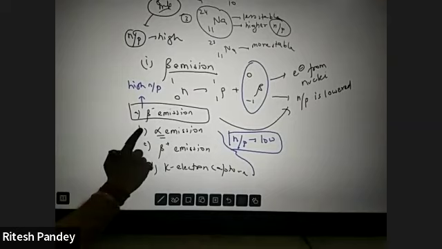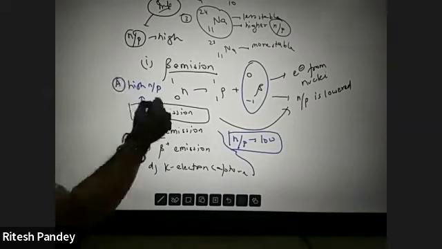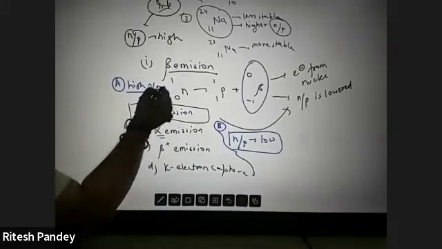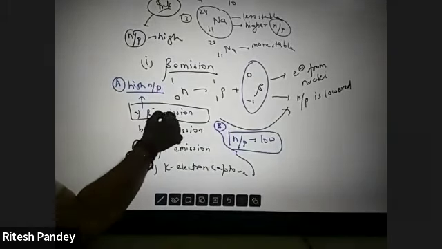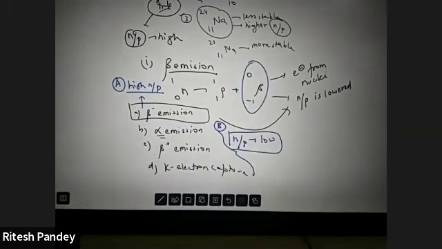Please hear me out. These are the two cases where you'll have a radioactive activity. If it's high N by P, let it get controlled by a beta emission. And if it's a low N by P, either an alpha emission or a positron emission or a K electron capture would be the remedy. We'll want to move to question 4. If you have a doubt, you're welcome. Else we'll want to move to question 4.